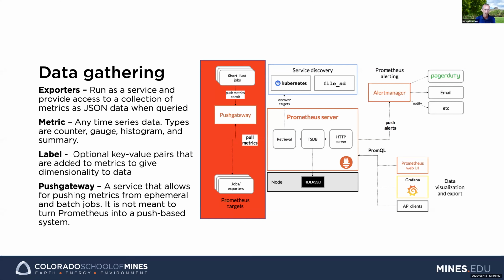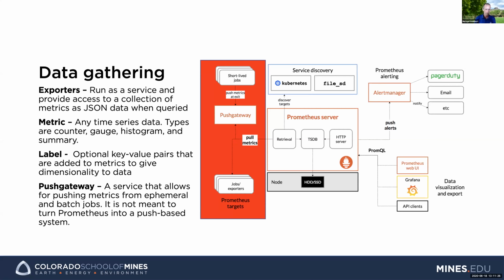A metric, I kind of give a definition here, a metric is any time series data. There's counters, gauges, histograms, basically any kind of numbers that are going to change over time, and that you want to see how they're changing. And then another key thing here is labels. Labels are just key value pairs that are attached to the metrics, and they allow you to give some dimensionality so that you can do different types of queries to pull different metrics into different graphs.